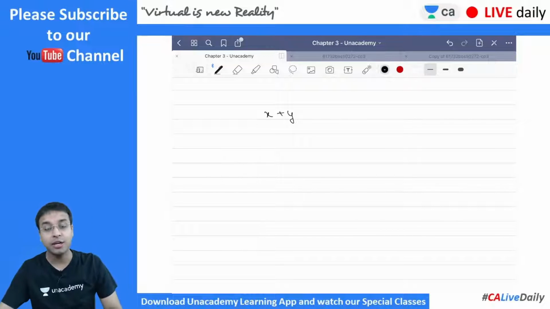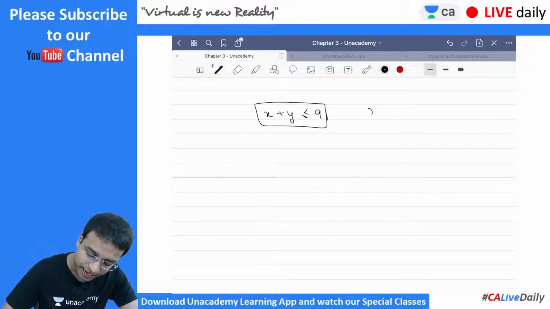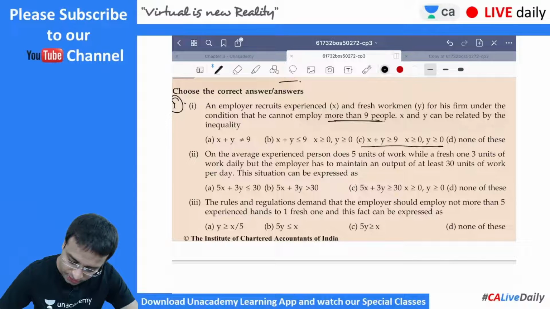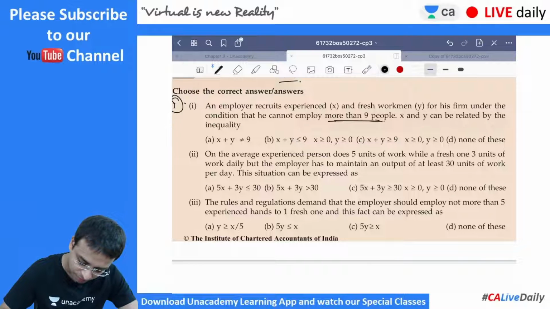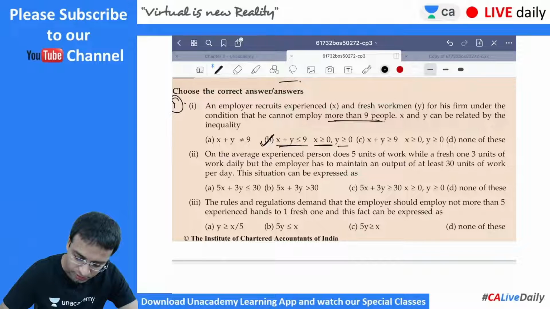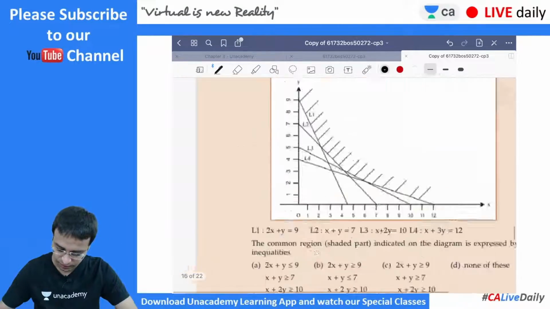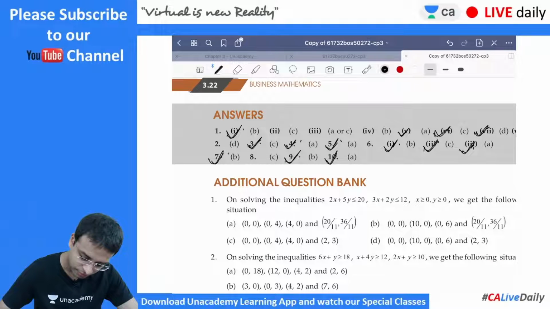Can he employ 9 people? Yes. He cannot employ more than 9 people. So X plus Y has to be less than or equal to 9. Obviously, X would be greater than equal to 0, and Y would be greater than equal to 0. So option B would be your answer. X plus Y less than equal to 9, X is greater than equal to 0, Y is greater than equal to 0. So question number 1, part 1, answer is option B.